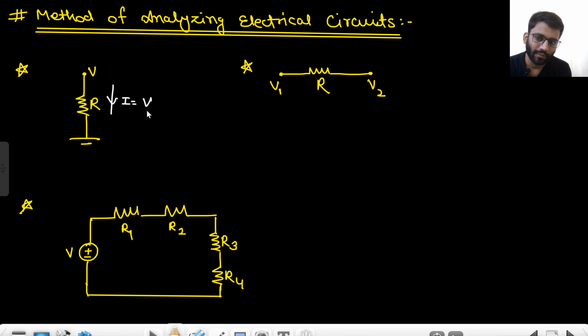What will be the current I here? What will be the value? V by R, right? We are considering V is at higher potential, ground is at lower potential. So from higher potential to ground, what is the current flowing? V by R, right?